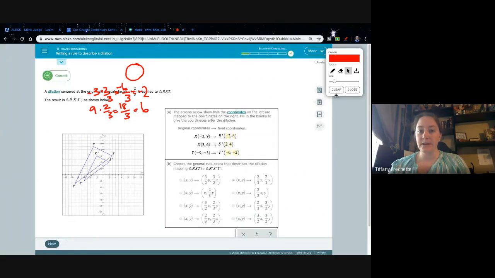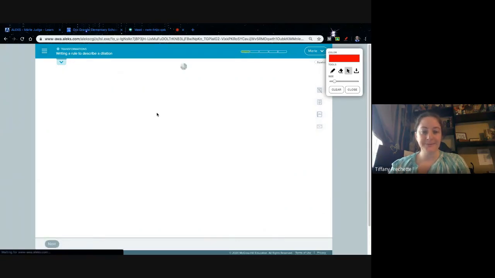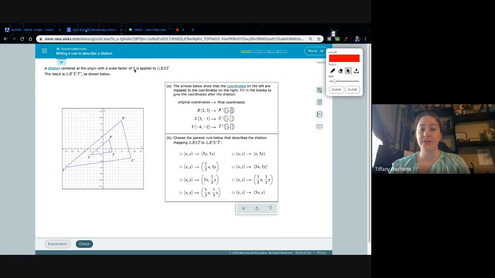All right, I'm going to clear out what I wrote there, and we're going to go next. A dilation centered at the origin with a scale factor of 3 is applied to triangle RST. So we can see this here. RST is actually the small one. R'S'T' is the large one.